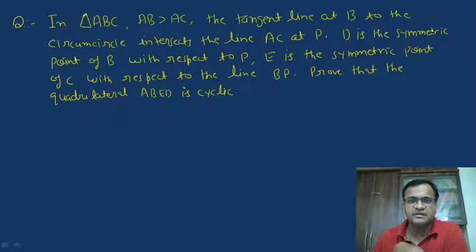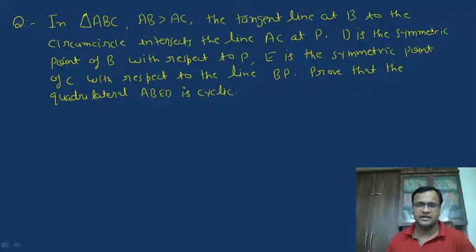Hello everyone. In this lecture, I am going to solve a 2008 Russian Mathematics Olympiad problem, and here is a view of this problem. We are given a triangle ABC in which the side length AB is greater than AC, and the tangent line at B to the circumcircle intersects the line AC at P. D is the symmetric point of B with respect to P, E is the symmetric point of C with respect to line BP, and we have to show that the quadrilateral ABED is cyclic.